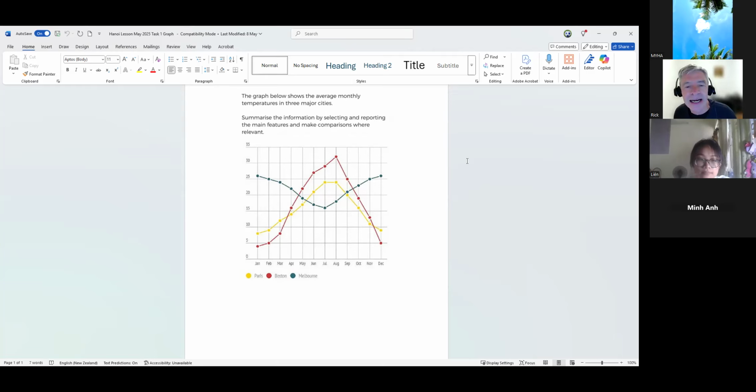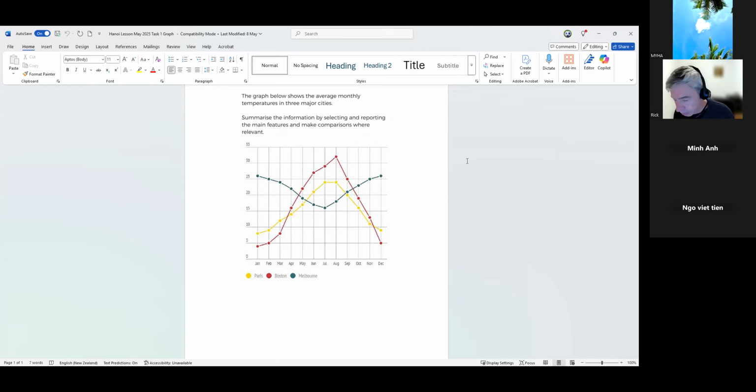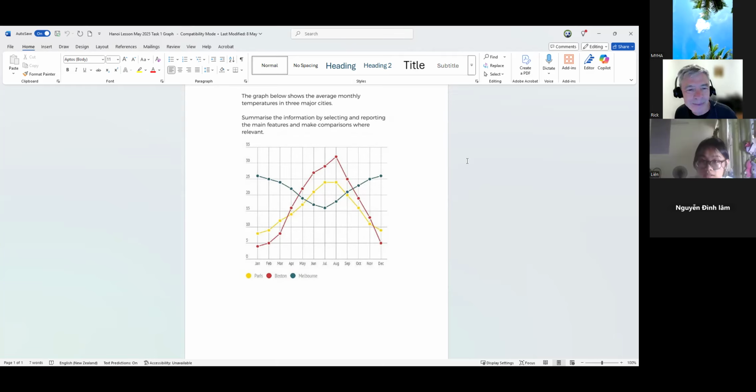Ming Ang, Viet Tien, Quang, Ding Lam, everyone repeat: comparisons. Good. Lian, comparisons. Much better. And the last word in the sentence, relevant. Lian, can you say relevant? Relevant. Good. Much better.